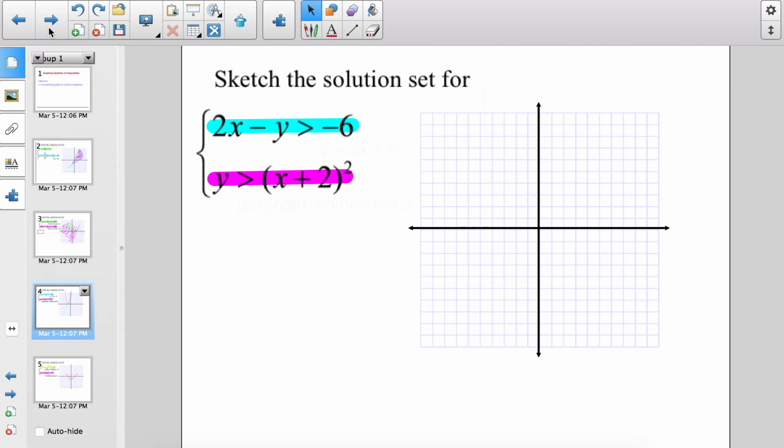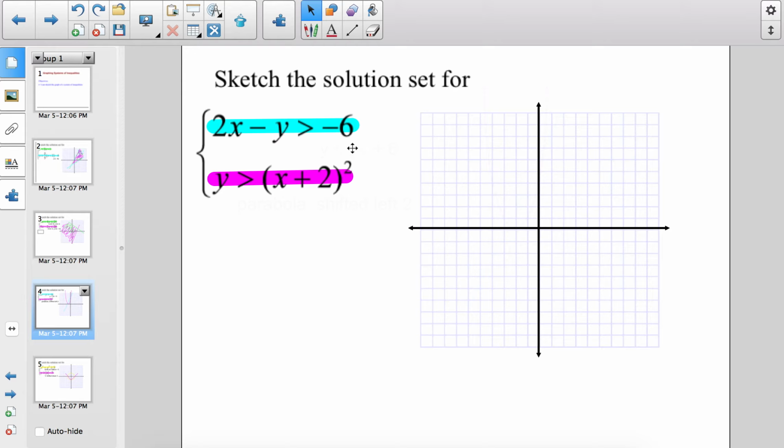All right, so I have this nice blue graph and the pink graph. For the blue graph, I could do x and y-intercepts, excuse me, but I would rather just change it into y equals form. So what I'm thinking is I'm going to move the y over here to make it a positive, and I'm going to move the 6 over here.